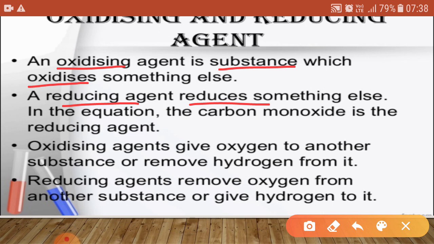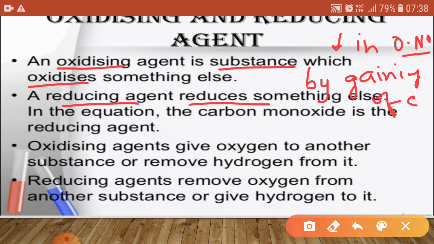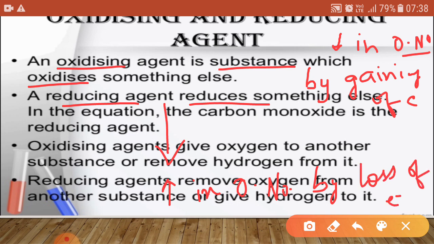So basically, we can also define these terms in terms of oxidation number and gaining or losing of electron. In the oxidizing agent, there is a decrease in oxidation number. Why is there a decrease in oxidation number? Because there is a gaining of electron. Similarly, in the reducing agent, there is an increase in oxidation number by the loss of electron.